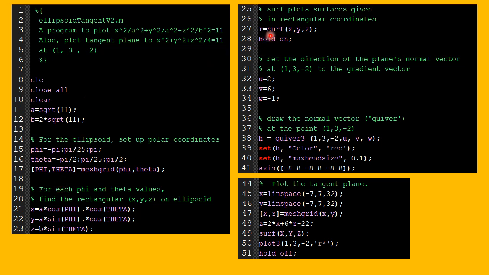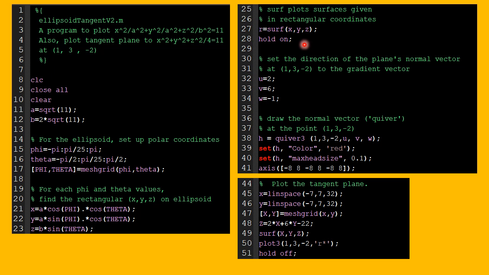So now we can use a surf plot to plot that surface, and we'll say that r equals surf of xyz, which we just defined down here. These are lists, and hold on. So when this is executed, we have our surface plotted.